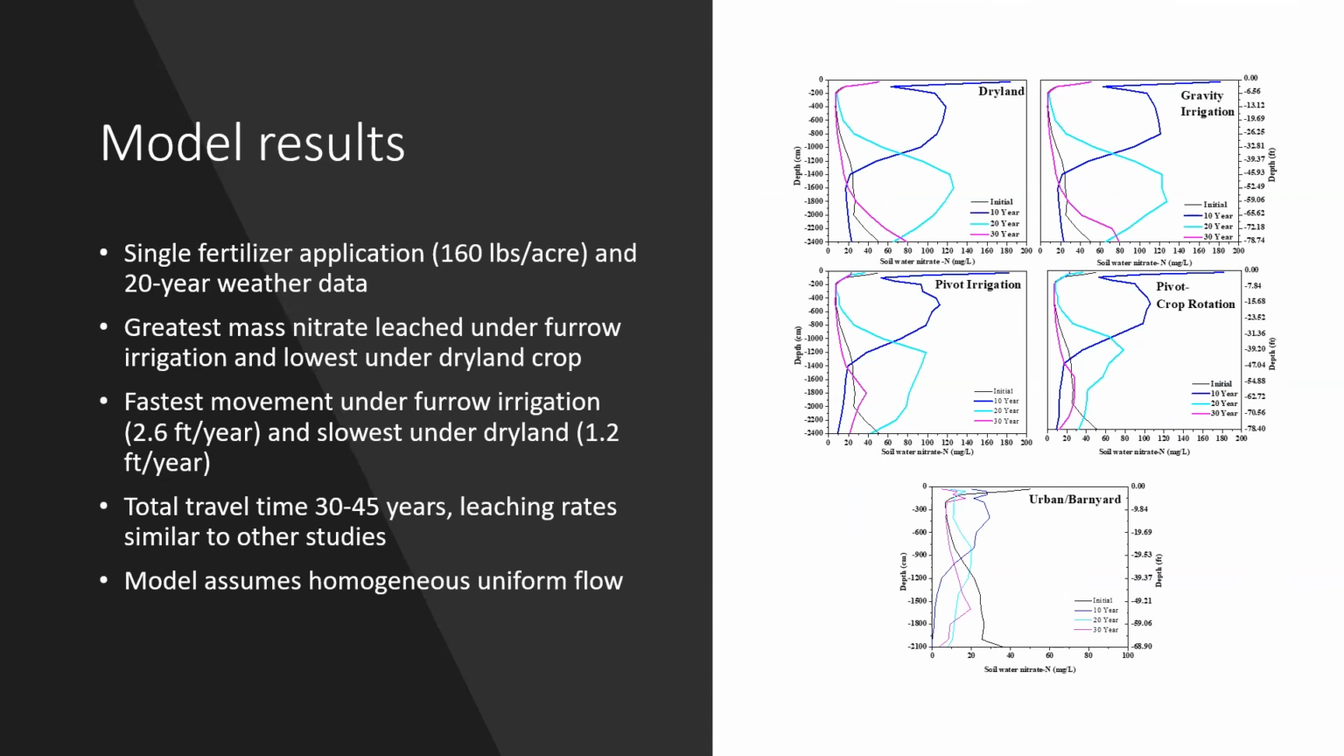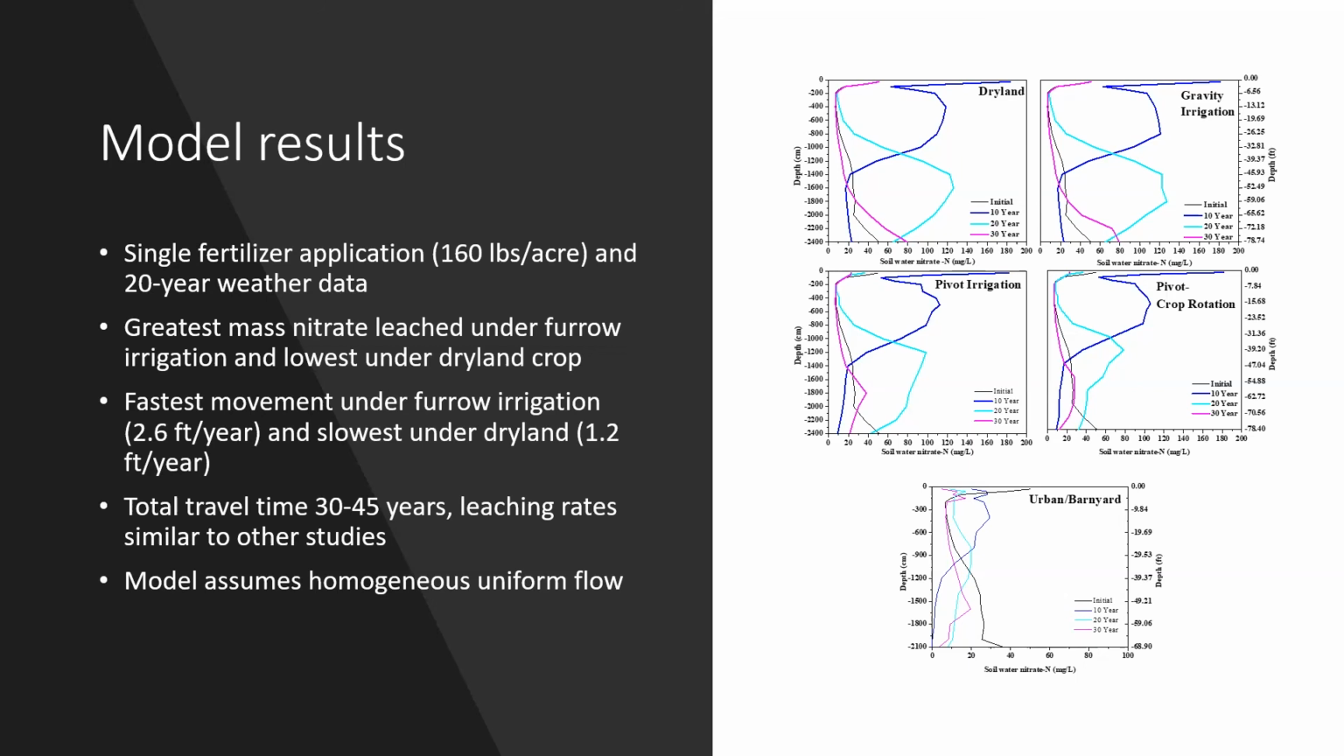The model was tested in this study with a single fertilizer application rate of 160 pounds N per acre and 20 years worth of weather data. We found that the greatest mass of nitrate leached under furrow irrigation and the lowest, obviously, under dryland crop. This further supports the contention that using less water results in less nitrate leaching.